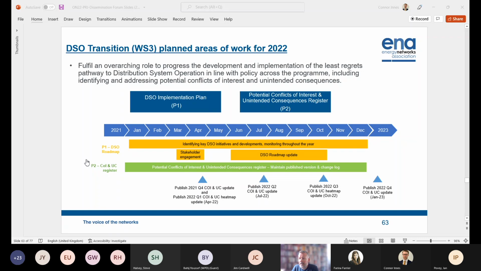So there's two key areas that we've been driving as Workstream 3, this DSO implementation plan, so that we can make sure that stakeholders are aware of how we're moving to this distribution system operation model. They can see networks' progress on the various aspects, how they can fulfill those functions, where the benefits are going to come from within the business, where the opportunities are. And alongside that, making sure that we manage potential conflicts of interest and unintended consequences.